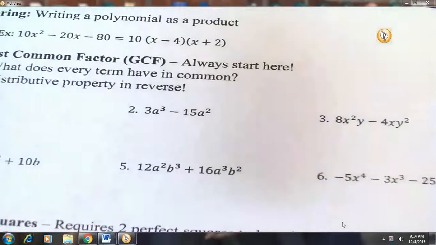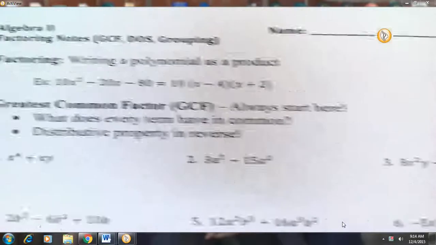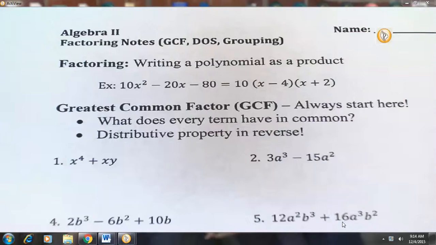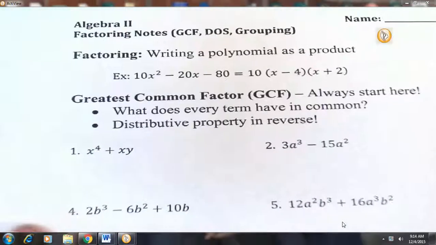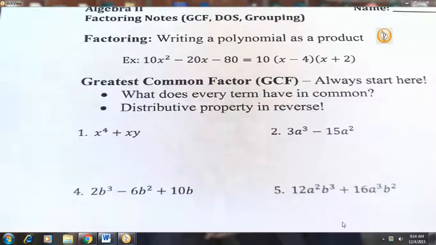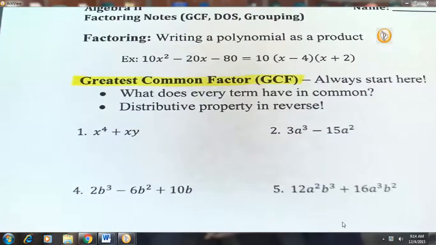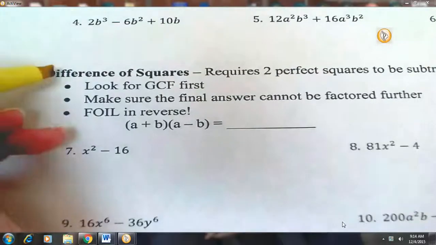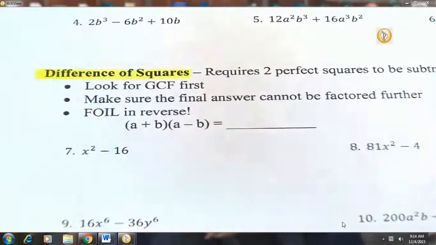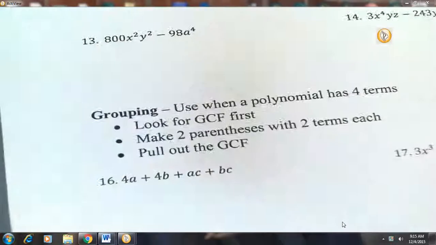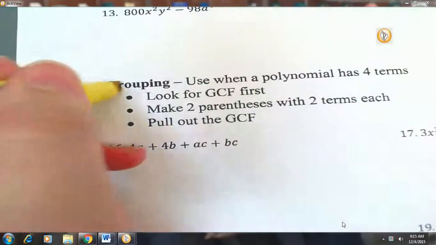Today we're going to look at factoring, 3 different factoring methods. You should have a notes handout. There are 3 different methods we're going to look at. The first one being greatest common factor. Sometimes we call that GCF. We're also going to look at difference of squares. And we're going to look at grouping.